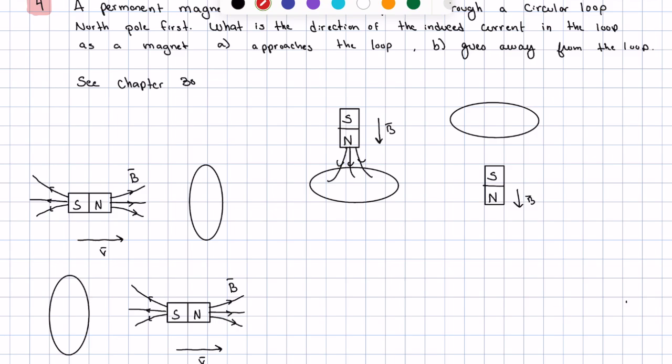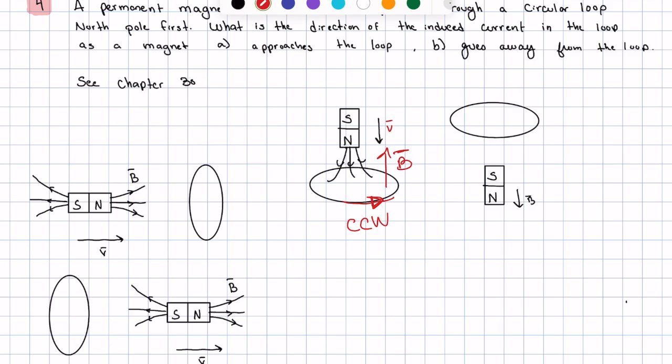Opposing the change means generating a magnetic field pointing straight up. Using my second right-hand rule, I know that my current has to be counterclockwise to be able to generate such a magnetic field. If you don't remember, point your thumb in the direction of B and wrap your hand around that coil, that loop, and you're going to see that your knuckles curl in the counterclockwise direction.